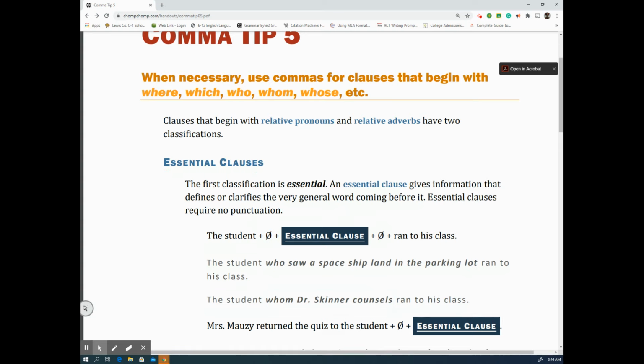Okay, so again, if I start with a generic term, or someone or something, it could be more than one thing, it's not clear exactly what single one I'm talking about yet. Whatever follows it that describes it is going to be considered essential, and I will not use commas. Okay? Great.